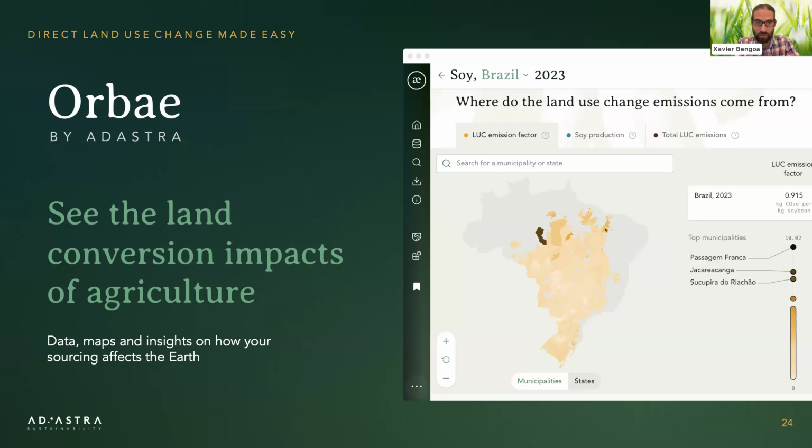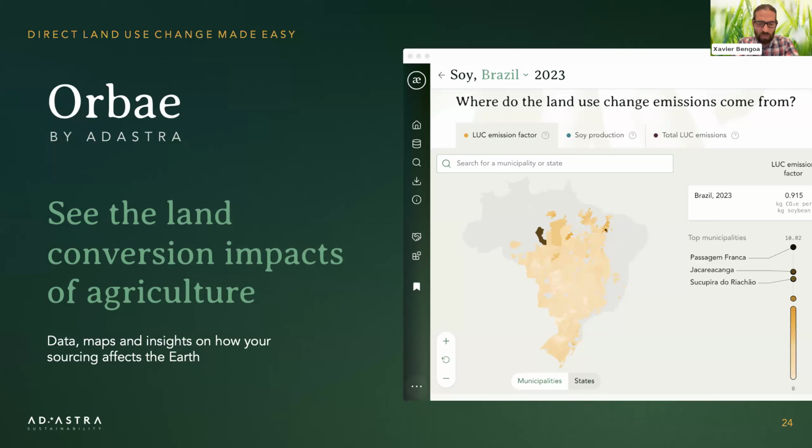And what we have done over the past 3 years at AdAstra was rethinking that problem, considering the complexity of food supply chains, which always come with a blend of different traceability levels, ranging from specific farms to buying stations, supplier locations, down to countries, or sometimes I have no clue. I just buy a certain commodity on the marketplace. And how to navigate that complexity by running direct land use change systematically and make it easy to use in carbon accounting. And this is what Orbe does.